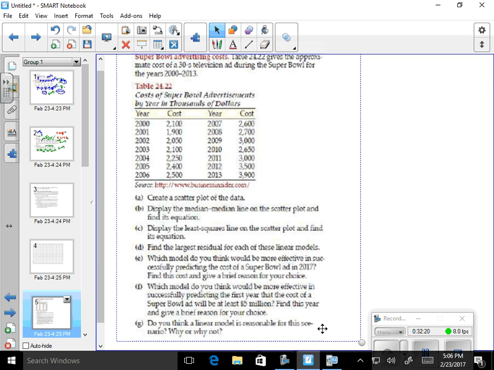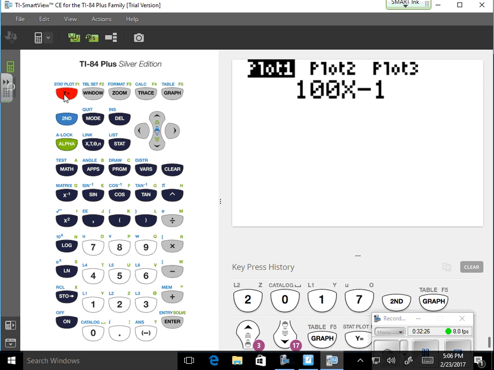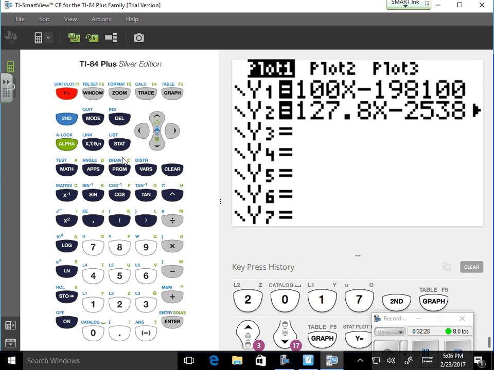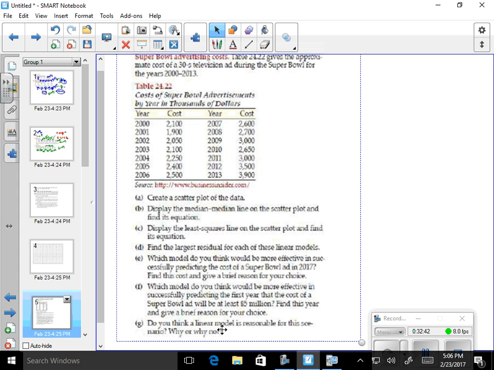Do you think a linear model is reasonable for this scenario? Why or why not? So we go back to graph. If we take those out from y equals, we look at the graph again. Does it look linear? I'd say it looks fairly linear. I don't see too much of a curve. Do you think a linear model is reasonable? I'd probably say yes. A linear model would be reasonable.